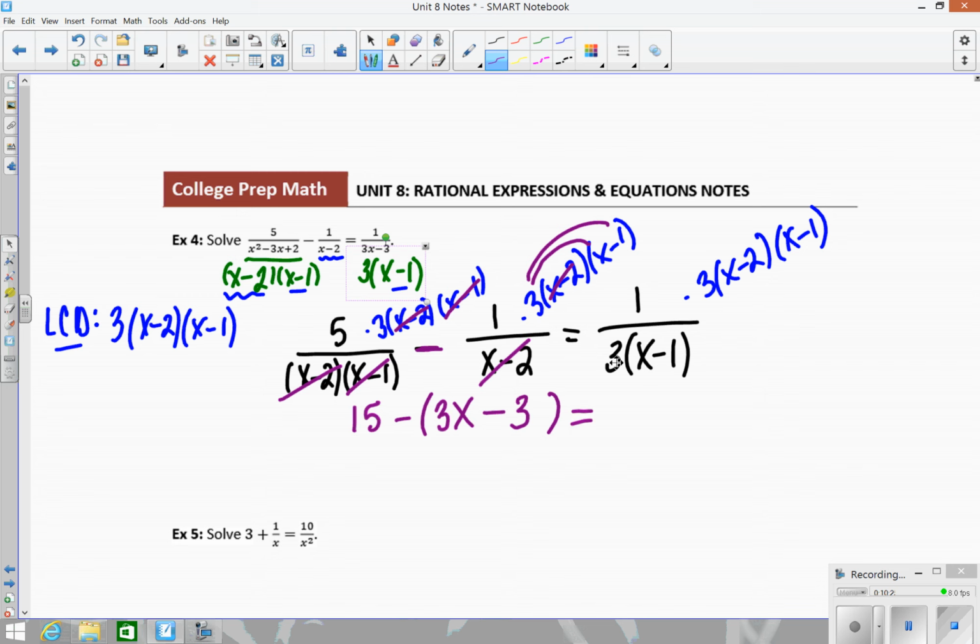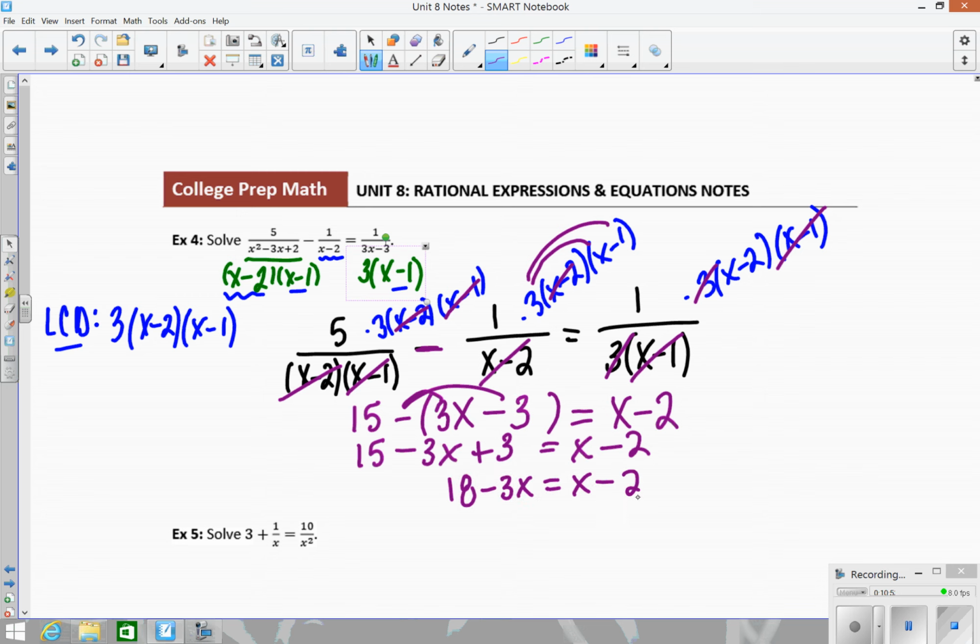And then at the end here, the 3's are going to cancel. The x minus 1's are going to cancel. So I'm going to have x minus 2 left. So now I need to go ahead and distribute this negative down here. So I have 15 minus 3x plus 3 equals x minus 2. Combine your x's and combine like terms. So I'm going to go ahead on this side and just combine the 15 and 3. So we have 18 minus 3x equals x minus 2.